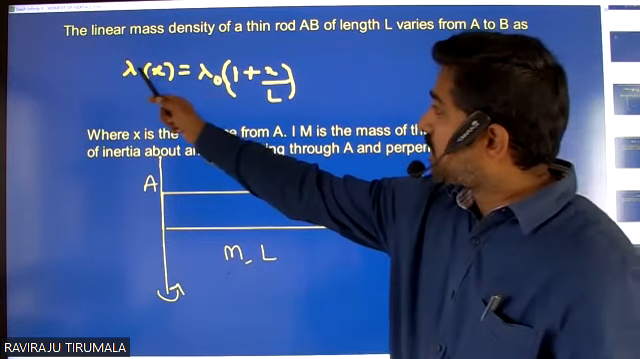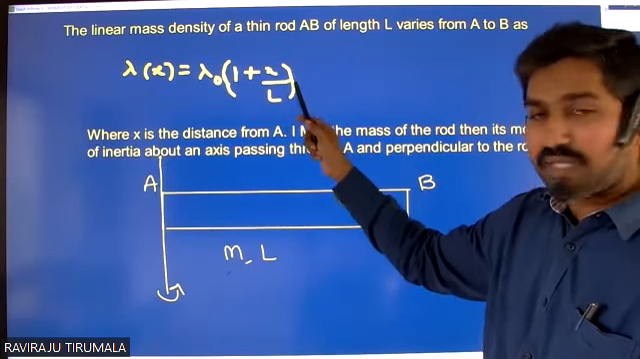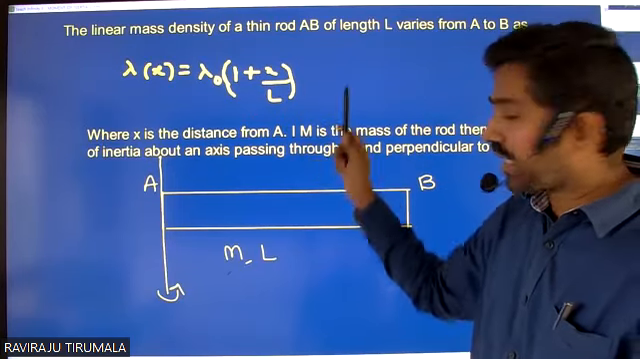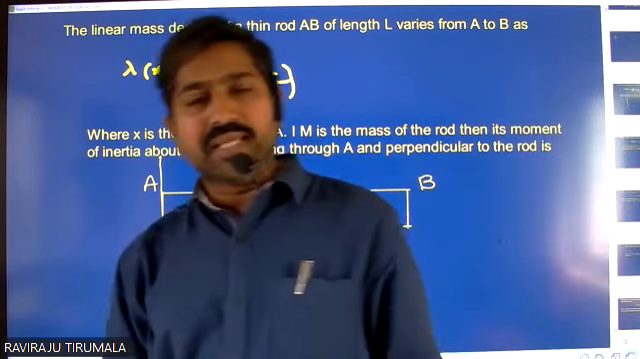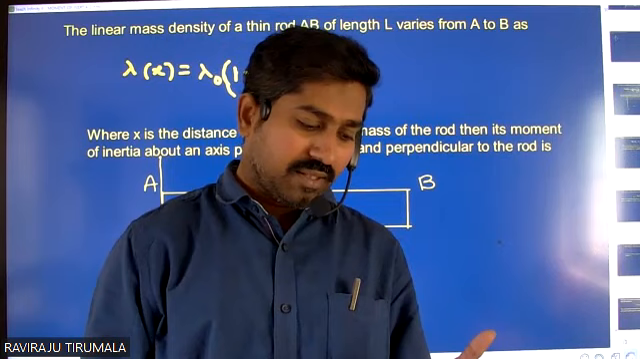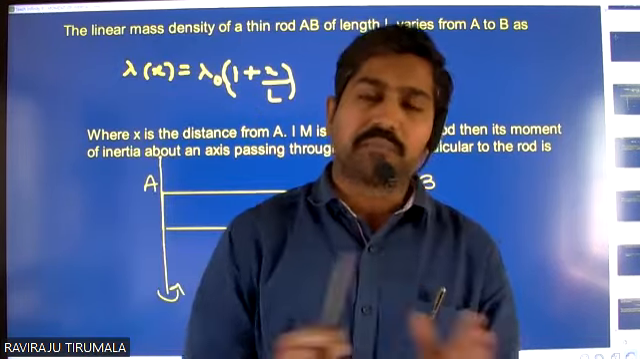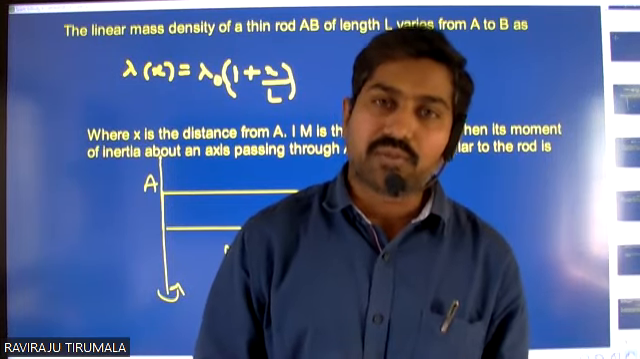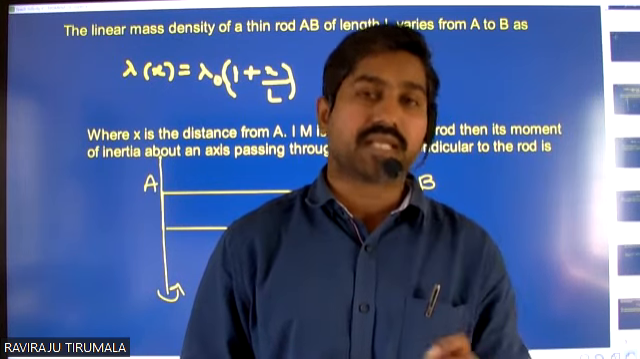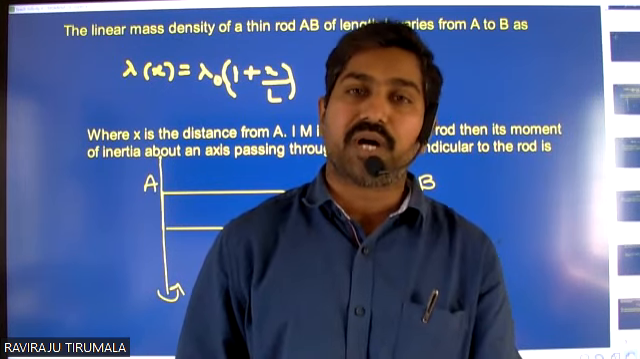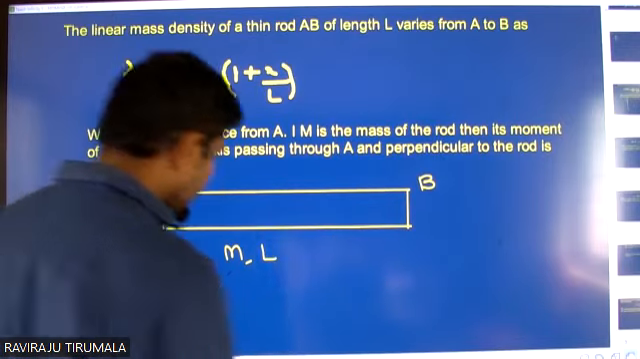But if density varies as lambda naught into (1 plus x by L), now you have to calculate the moment of inertia. For these types of questions, it may be a ring or disc or a rod or any particular object. We have to follow a similar method. So the first question is very much important. Please listen carefully, because the same method we follow for all the remaining questions also.